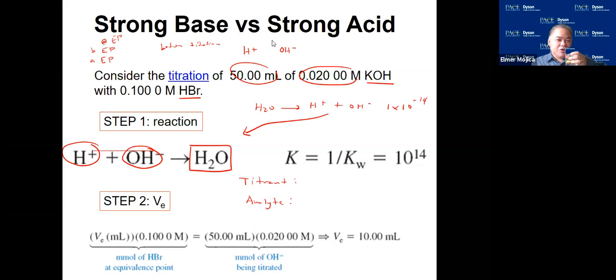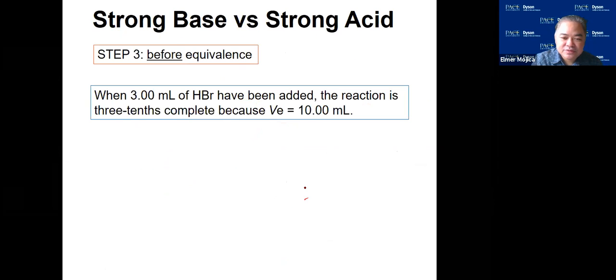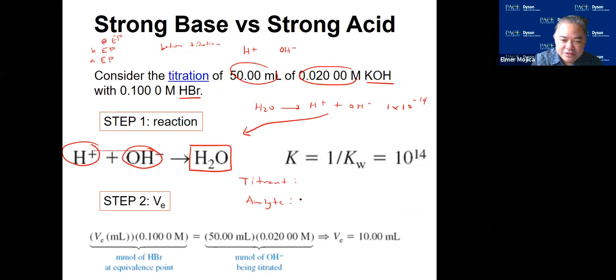Okay. So if we look here, the one whose volume is not changing is your analyte. So your analyte here would be your KOH. The one that is going to change in volume is your titrant, because that's the one that you're adding. So if we have a titration curve for that, this is the volume of your acid, and that is your pH.